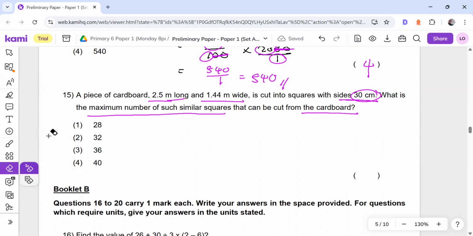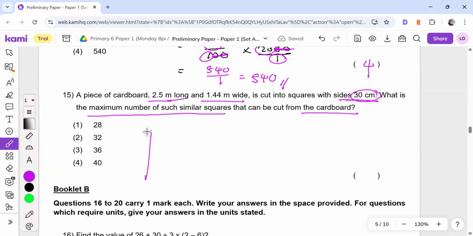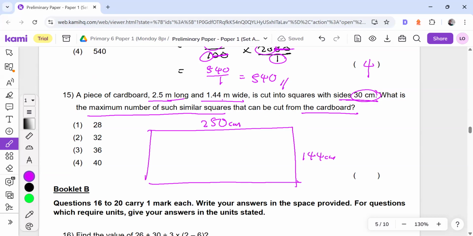Now, the correct way to do it is something similar to your volume. You need to draw a rectangle, a cardboard, 2.5 meter, change it into cm. Remember, when you do math, all your units must be the same, because there's 30 cm, 1.44 meter, 2.5 meter, change it to cm. Then, can you cut how many squares along the length? Along the length of this cardboard. And that is the lesson.